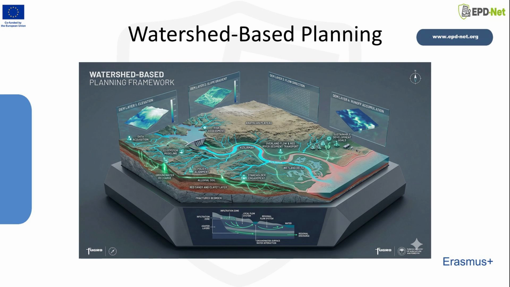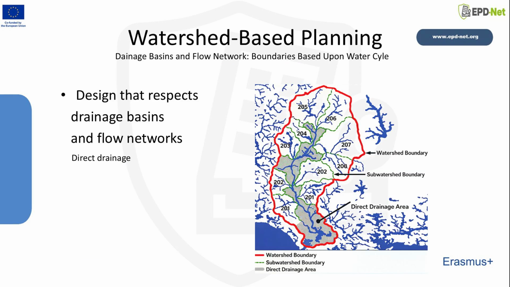responsive planning decisions. In this part of the lecture, the watershed is examined through different types of hydrological units. Three key units are identified: the main watershed, sub-watersheds, and direct drainage areas. This distinction is important because not every part of the basin behaves in the same way.